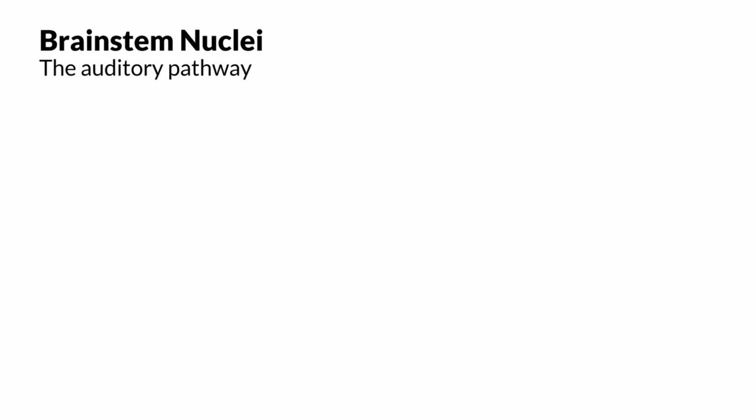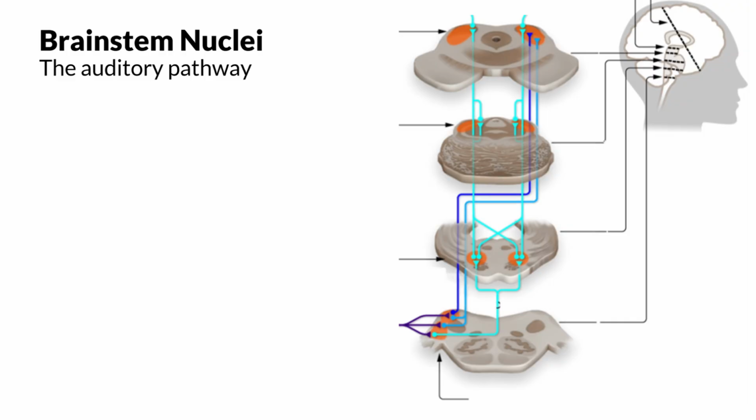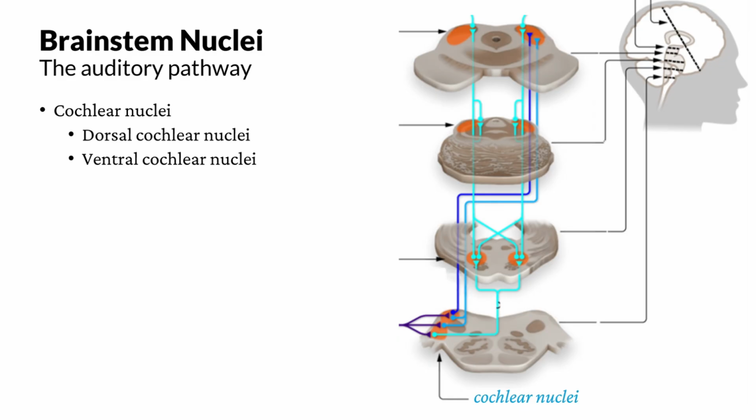Brainstem nuclei in the auditory pathway. This is a picture of all the brainstem nuclei that we are going to discuss. In the beginning, we have the cochlear nuclei. These nuclei receive information from the auditory vestibular nerve, which carries information out from the cochlea. There are two cochlear nuclei on each side, the dorsal cochlear nuclei and the ventral cochlear nuclei.